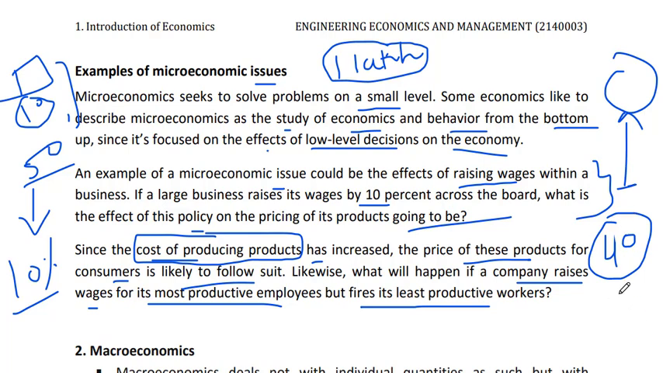Okay, about 10%. So the cost of the product remains the same and the price also remains the same. Basically, this kind of issue arises in a company, and they can solve it as a microeconomics issue like this.